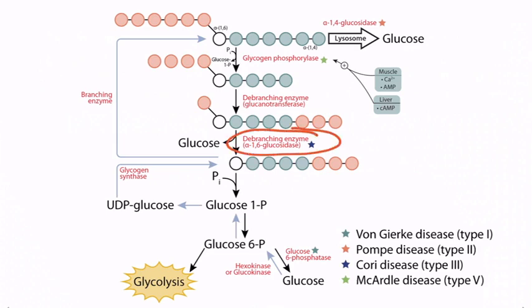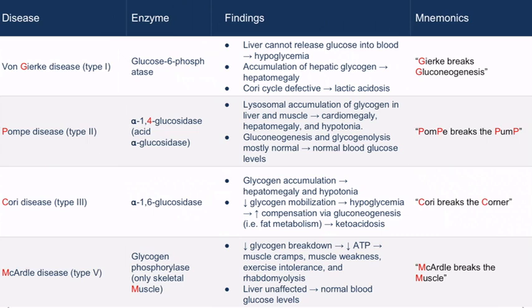From the map, we can see alpha-1,6-glucosidase right here. So in answer to the question, this enzyme is responsible for breaking down the last branched glucose residue in glycogen right here. From this summary table, we can see that Cori disease results in glycogen accumulation, which causes hepatomegaly and hypotonia. The decreased mobilization of glycogen explains the hypoglycemia. The increased activity of gluconeogenesis and the metabolism of fatty acids explains the ketoacidosis. You can remember this disorder with the phrase Cori breaks the corner.